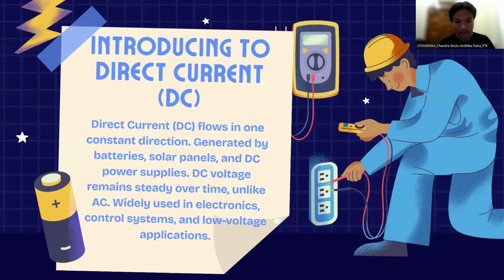DC is produced by various sources such as batteries, solar panels, and DC power supplies. Because of its stable and predictable nature, DC is widely used in electronic devices, control systems, communication equipment, and low voltage applications. Many of the technologies we use every day, like smartphones, laptops, and LED lighting, operate using DC power.